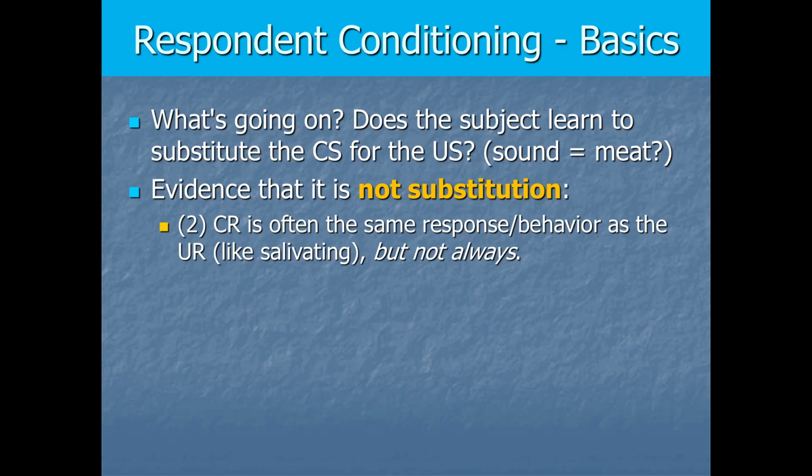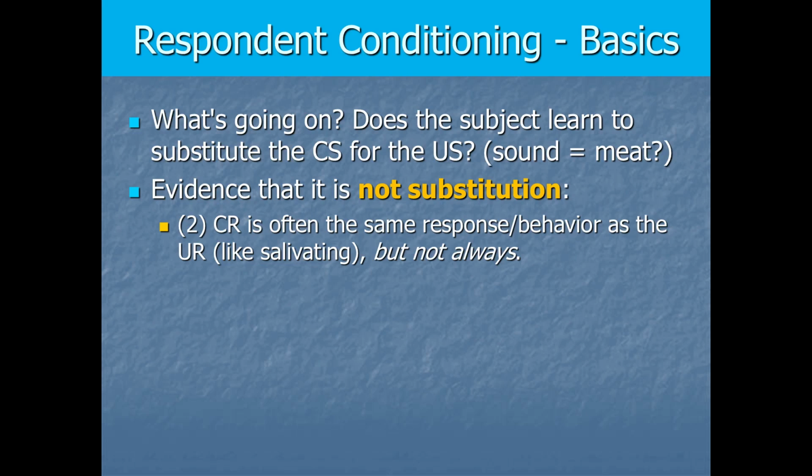Another reason is that the conditioned response, the behavior we see in response to the conditioned stimulus, may often be the same response as the UR, like salivating to the tuning fork the same way you salivated to meat, but that's not always the case. Sometimes the CR behavior is a completely different behavior than the innate UR behavior, the unconditioned one. And that wouldn't ever happen if conditioning was just turning the CS into a substitute for the US.